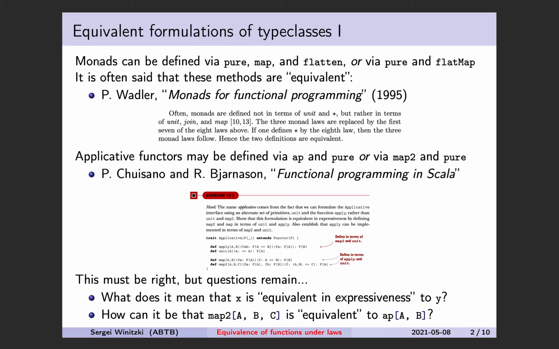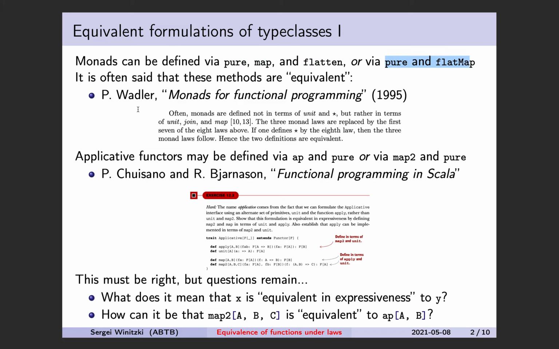One can often hear that monads can be defined in different ways equivalently. It can be defined that a monad has pure, map, and flatten methods, or that the monad has pure and flatMap methods. And one hears that it's equivalent if you define it like this or like this.